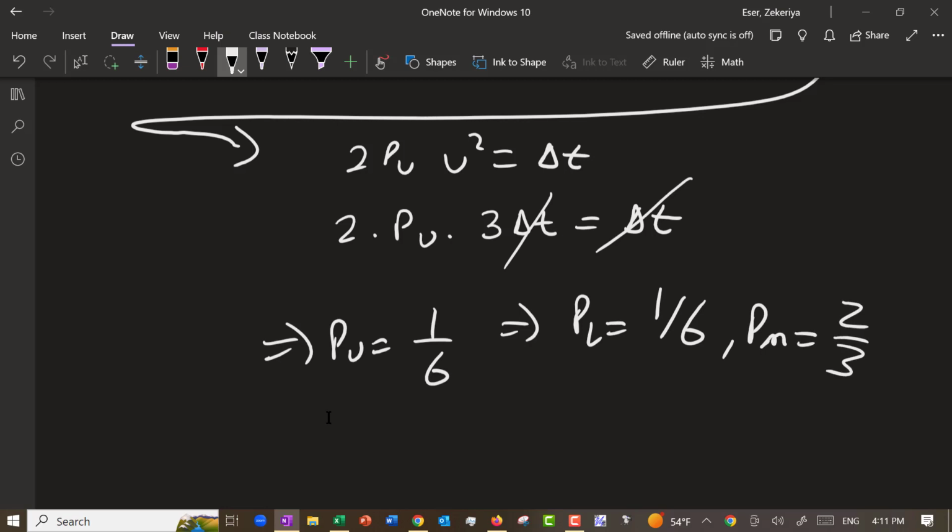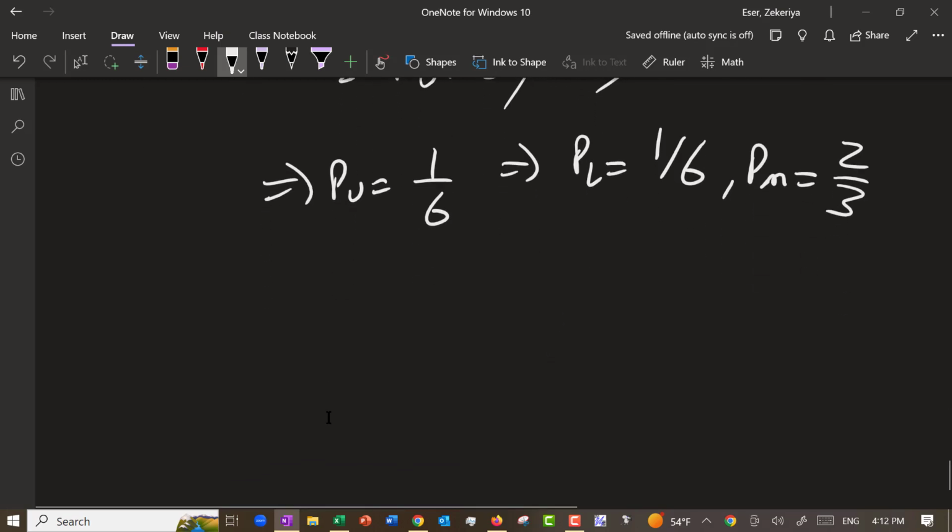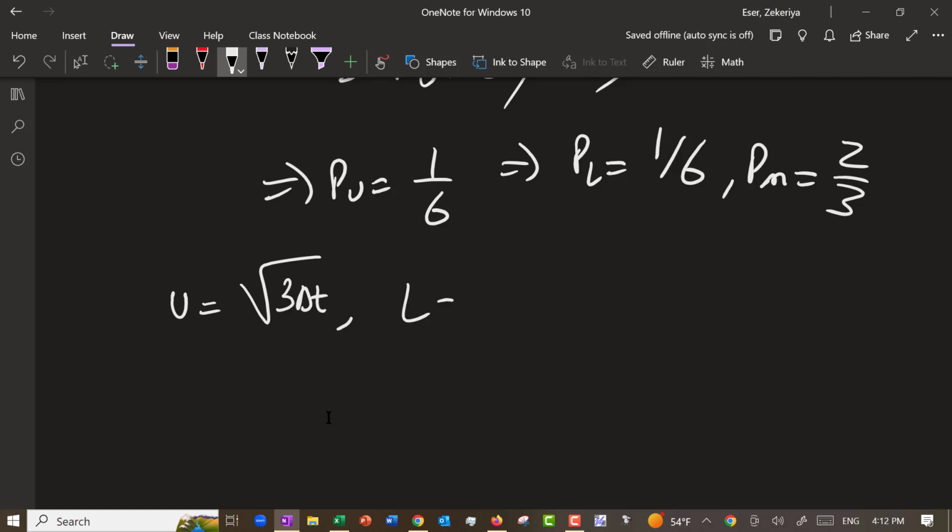So I know exactly what probabilities they are. The up and down movements are going to happen with a probability of 1/6. The middle movement is going to happen with a probability of 2/3. And for X, u equals, so let's call this d.